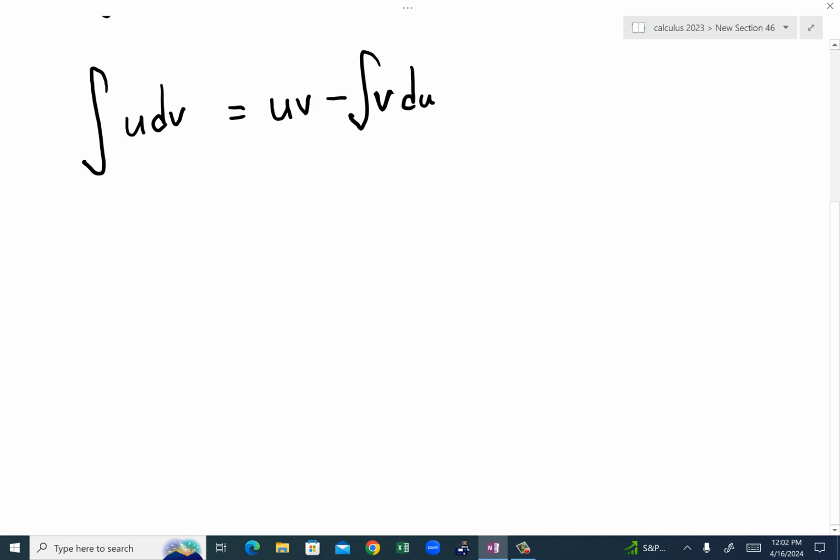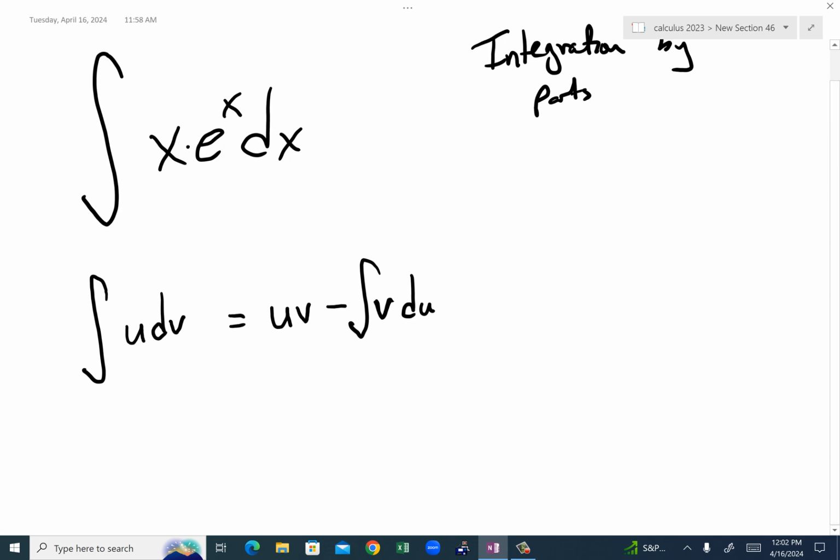So what we're going to have to do on this problem is figure this out. One of these functions, either in our case x is u and e to the x is dv, or vice versa. Now listen, is there a better way to do it? Yes. Which is easier to do, take derivatives or take integrals? Derivatives, and it's not close.